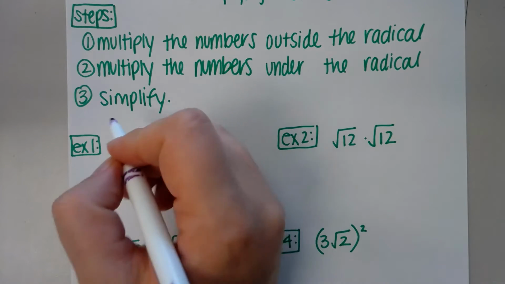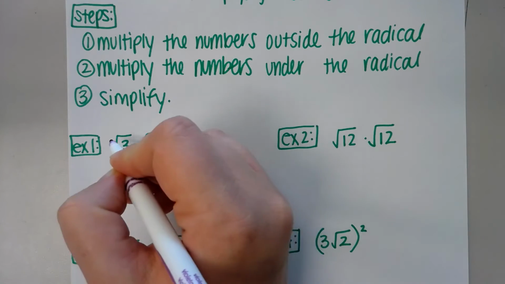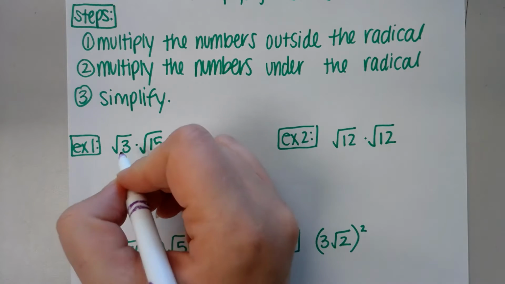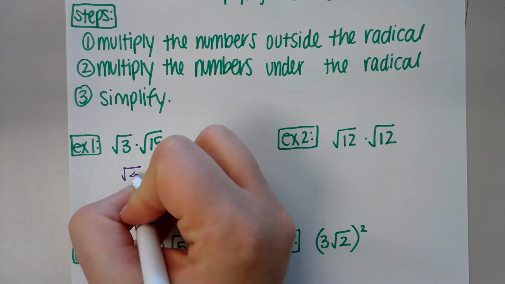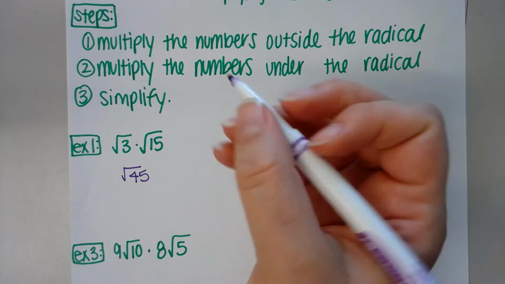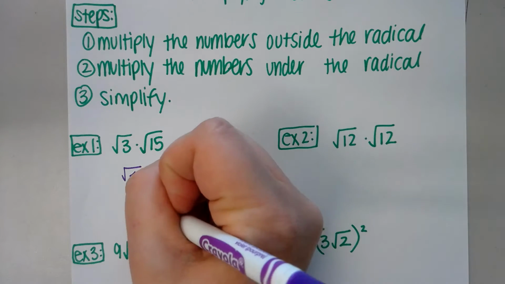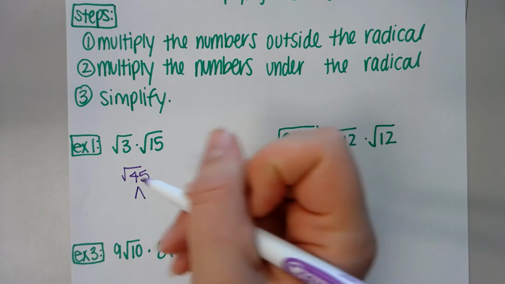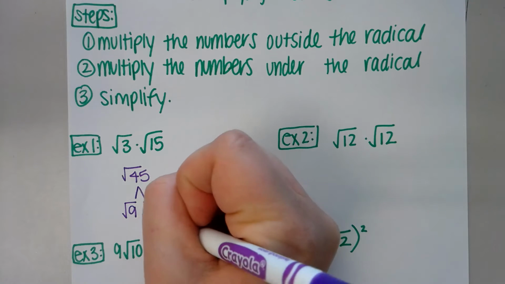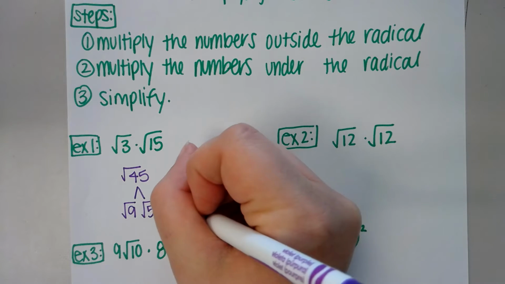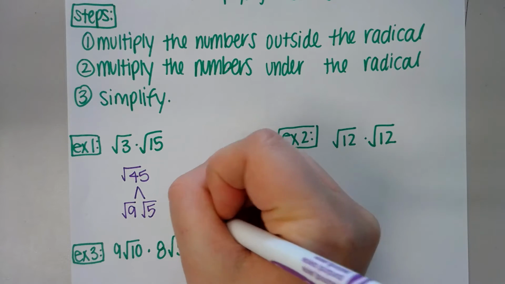So there's technically a 1 on the outside, so you're doing 1 times 1, which you don't have to show. And then the square root of 3 times 15, which would be 45. Okay. I now want to see if I can take out a perfect square value, and I can. So the greatest perfect square value I could take out is 9. So 9 times 5 is 45. The square root of 9 is 3, so it would be 3 square root 5.